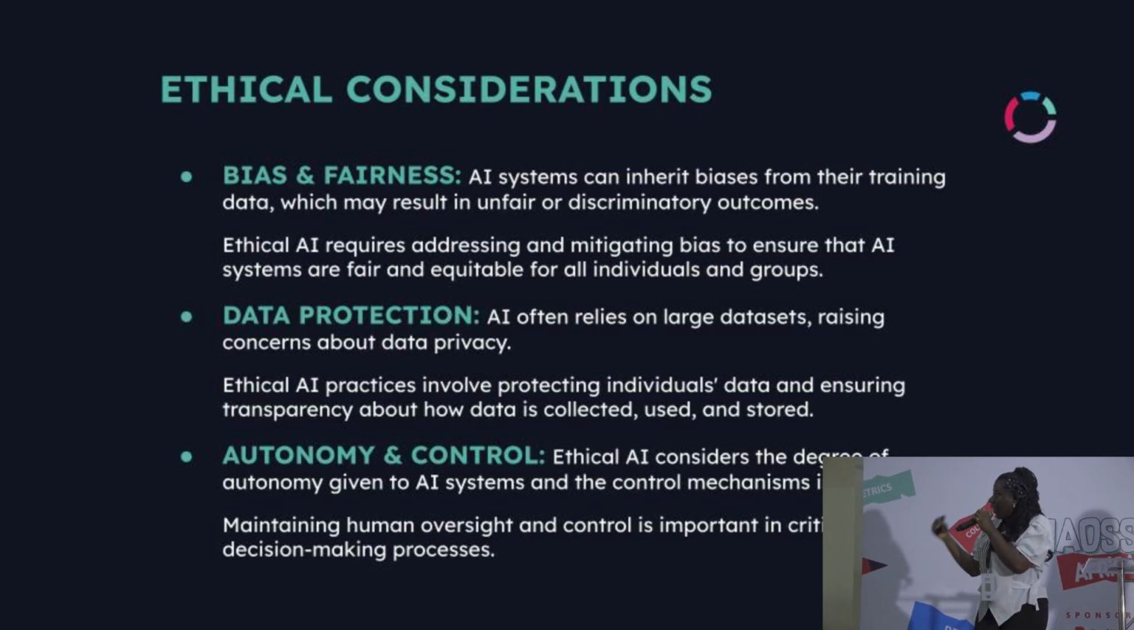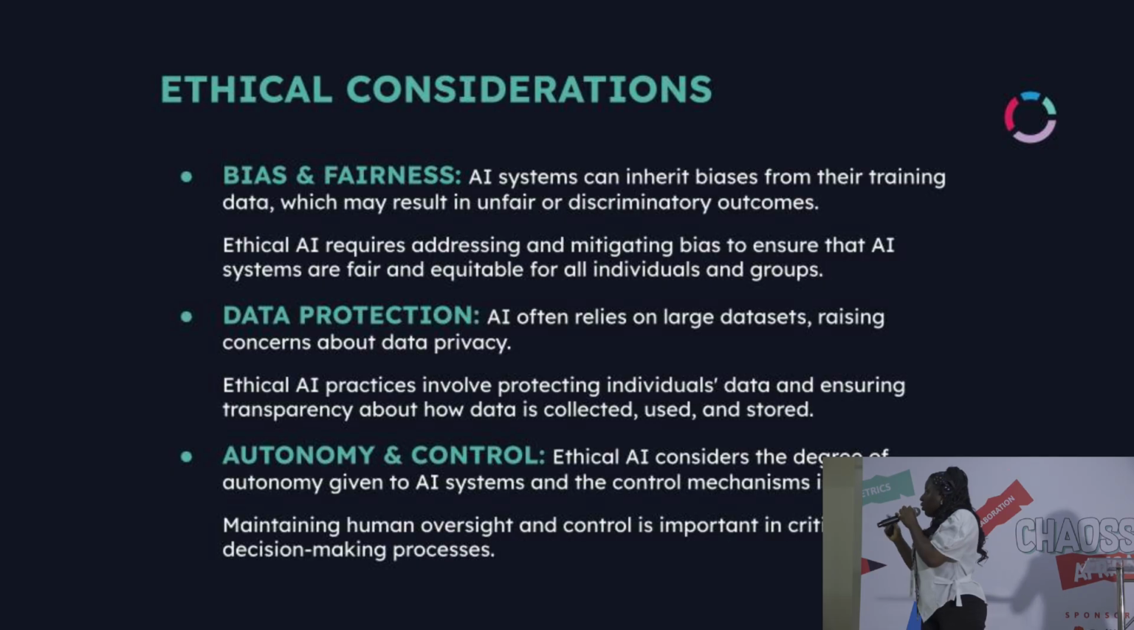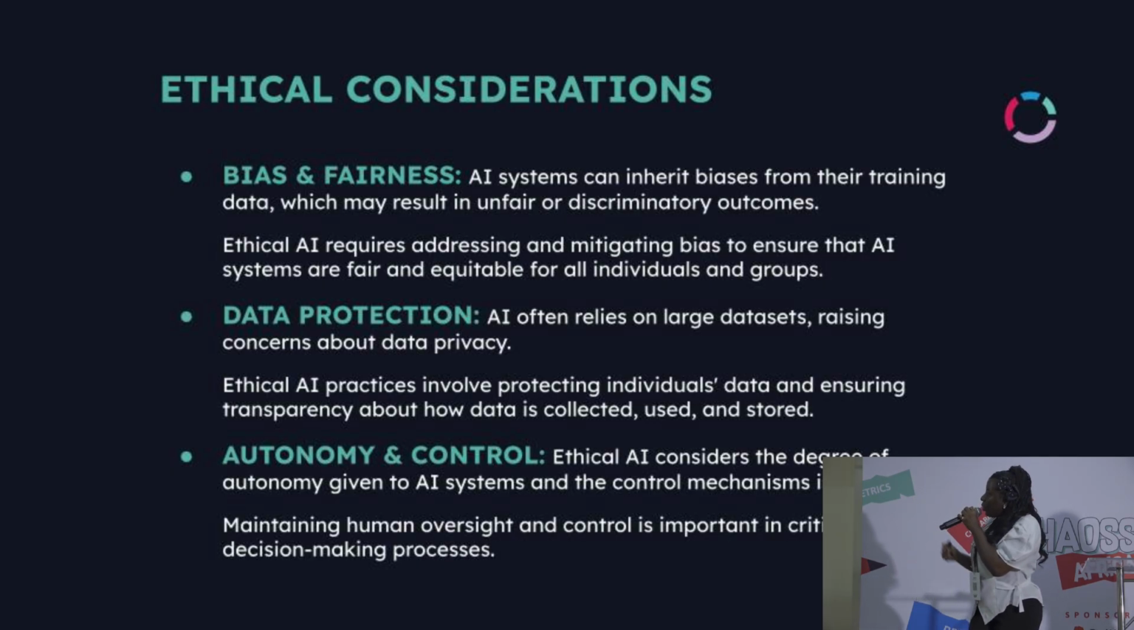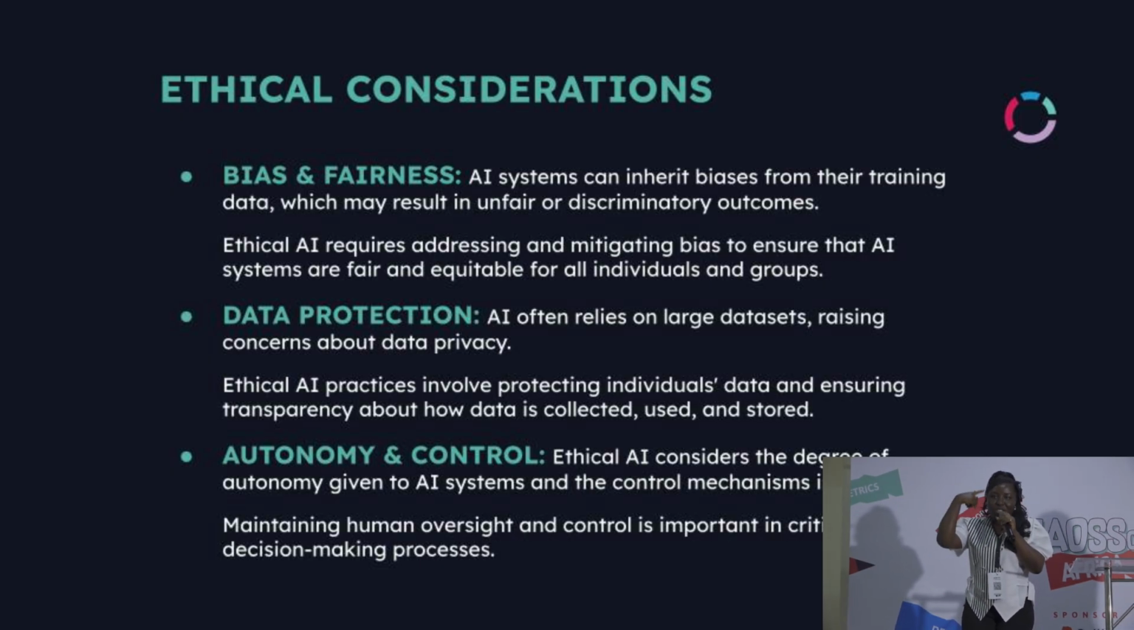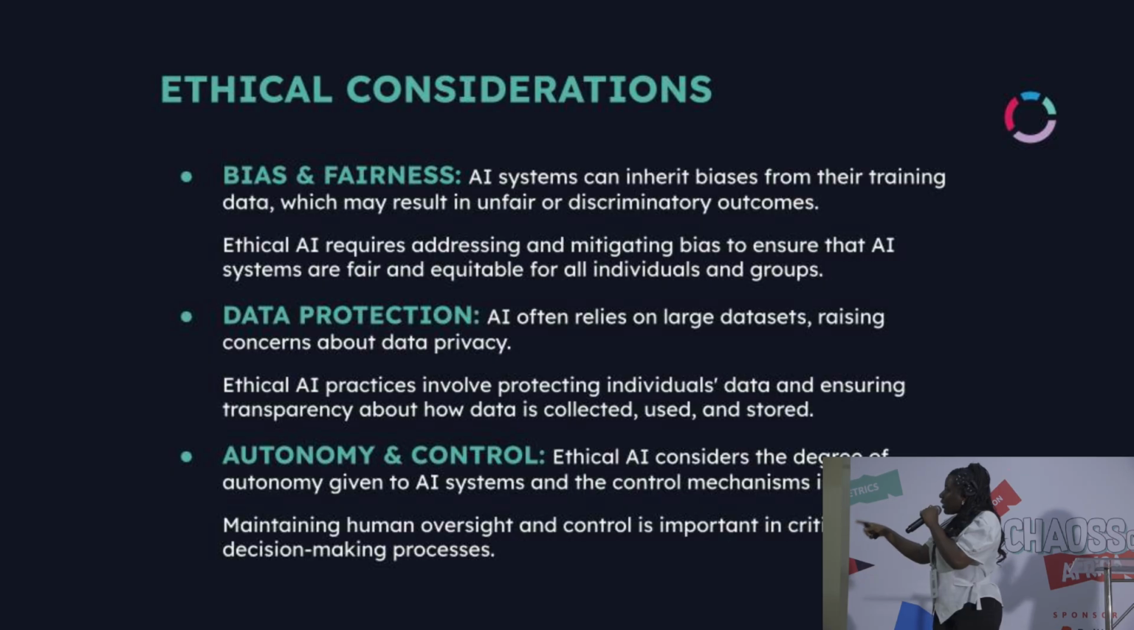bias and fairness. AI systems can inherit bias from their training data, which may result in unfair or discriminatory outcomes. The fact that your AI is hallucinating does not start when you receive a prompt. It starts from the training. If the AI was not trained properly, what you get in return is hallucination. The AI starts misbehaving or doing things that are not on its own. So where ethical AI comes in is addressing and mitigating those biases to ensure that the AI systems are fair and equitable for all individuals and groups.